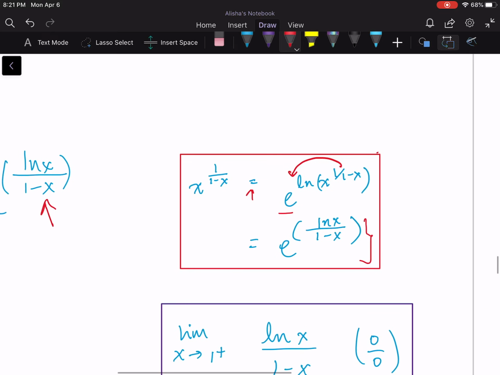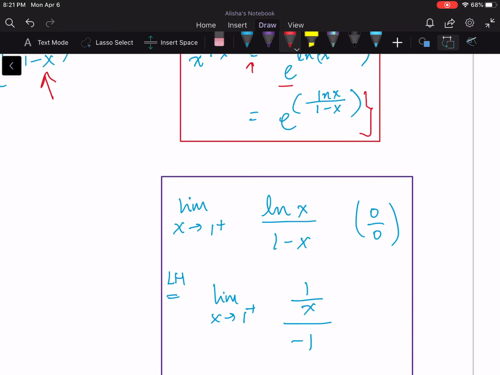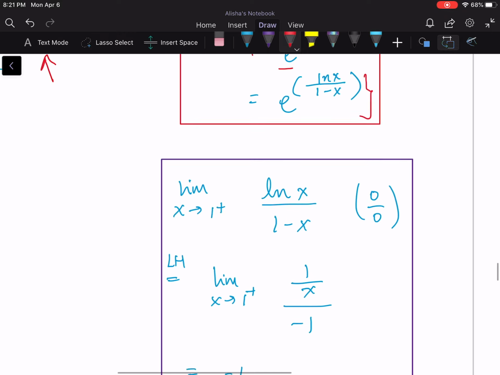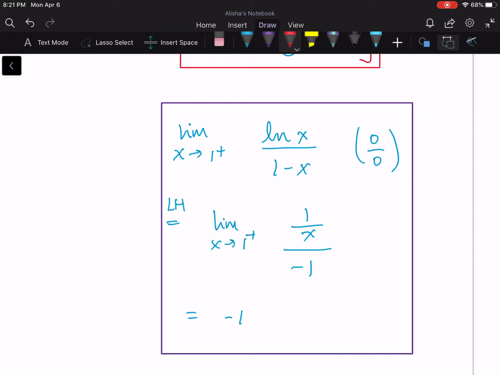So let's try that. So the limit of the exponent, well, as x goes to 1 from the right, ln of x is going to 0, and the denominator is going to 0 as well. Indeterminate, apply L'Hopital's. We get 1 over x for the derivative of ln, and then just -1 for the denominator. And so this function is just continuous at 1, so we can just plug in 1 and we get -1. So as far as indeterminate limits go, this function is actually pretty straightforward to compute using L'Hopital's rule.